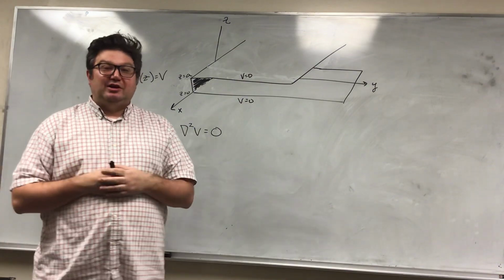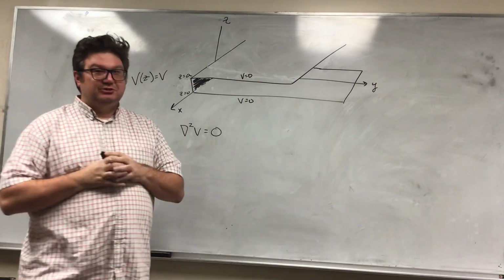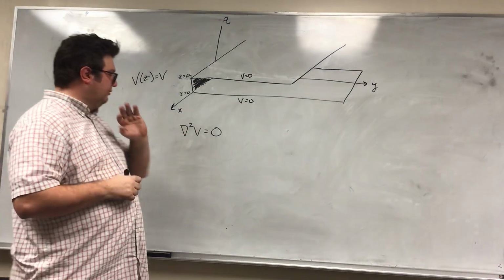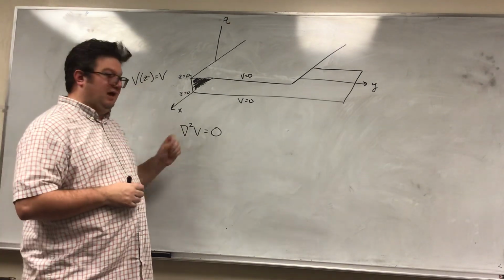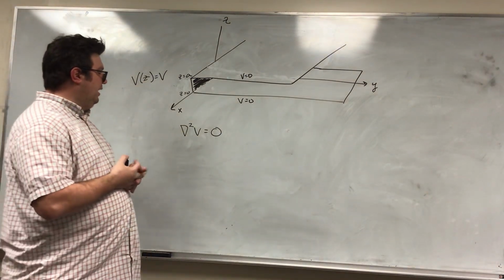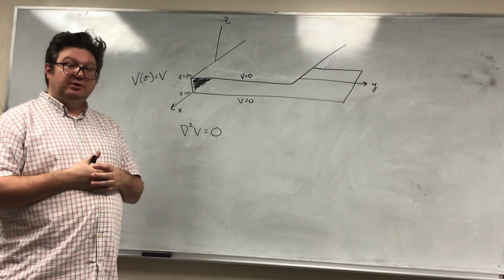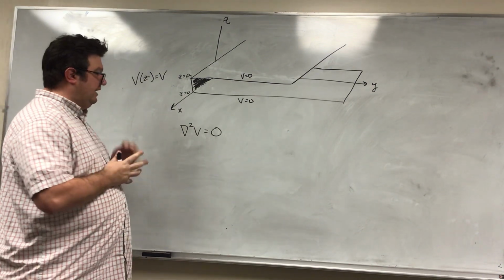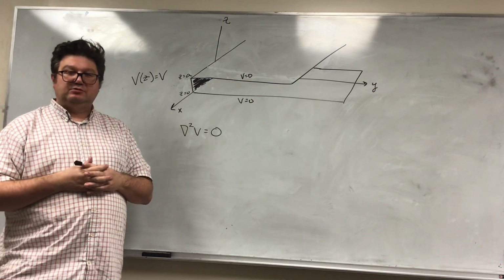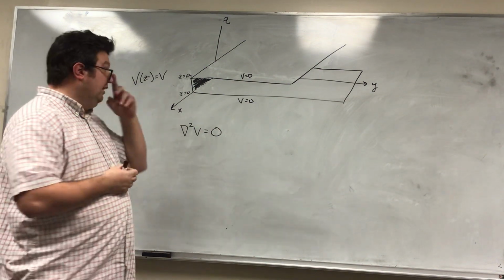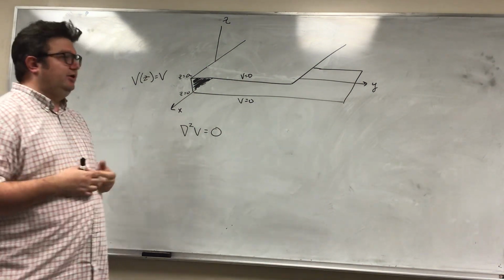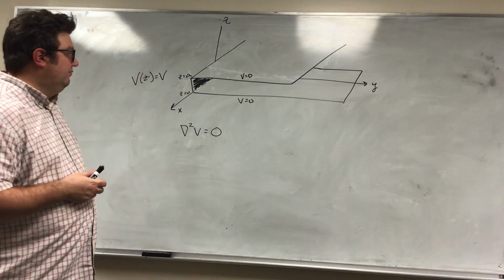Last time we talked about conjuring up solutions by doing the method of images. This time what we're going to do is find the potential by solving the Laplace equation exactly. So we're going to look at a variety of different scenarios.